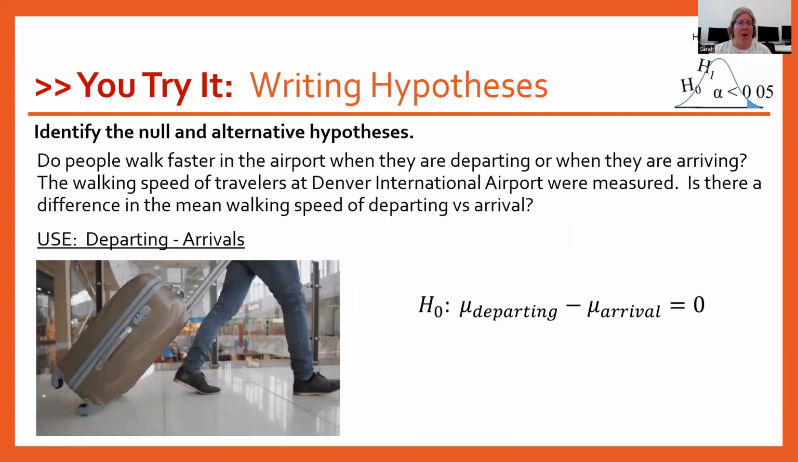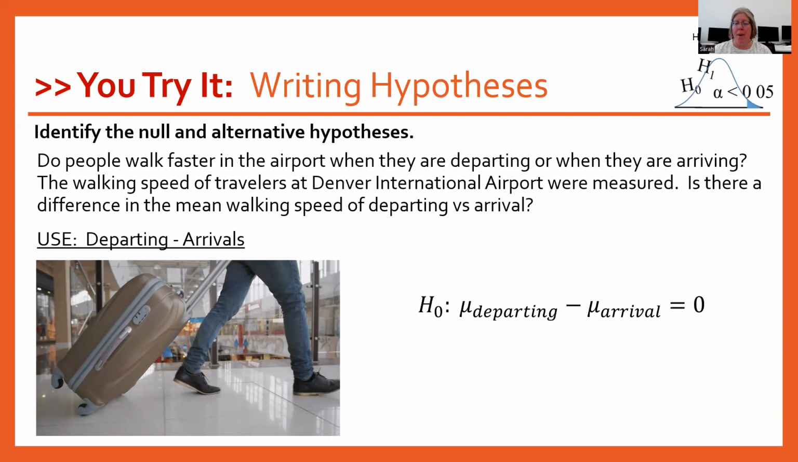All right, and then one more. Do people walk faster in the airport when they are departing or when they are arriving? The walking speed of travelers at Denver International Airport was measured. Is there a difference in the mean walking speed of departing versus arrival? So we're going to use the order departing minus arrivals for our subtraction.